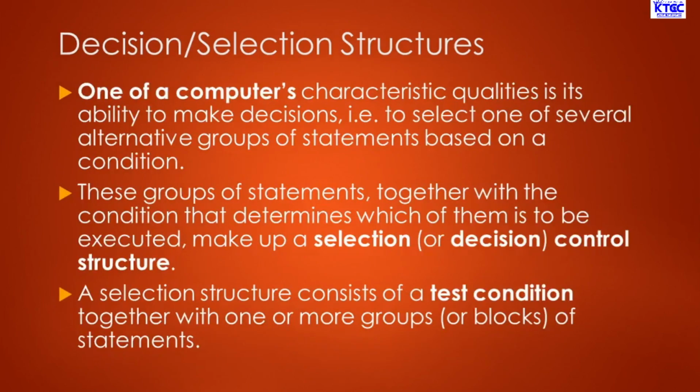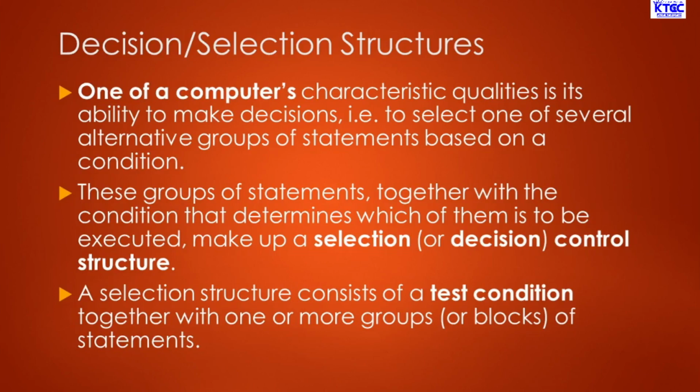Now, let's look at the decision or selection type of program. One of a computer's characteristic qualities is its ability to make decisions. The computer's ability to make decisions is one of its powerful characteristics. And we are the same people programming the computer to make decisions. Very soon you will see that.